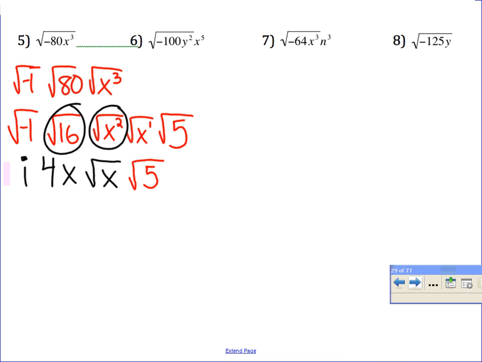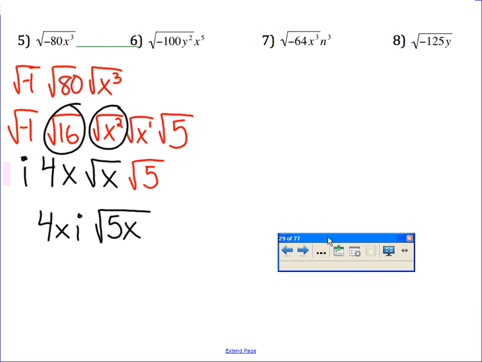Now you should write this in the correct order. Since the square root of 5 and square root of x are not perfect squares, we can just rewrite those inside the radical, square root of 5x. The 4 typically goes in front, and then the xi. Now, order does not matter, but normally you'll have that i at the end if there's a number or a variable in front. I hope that makes sense.